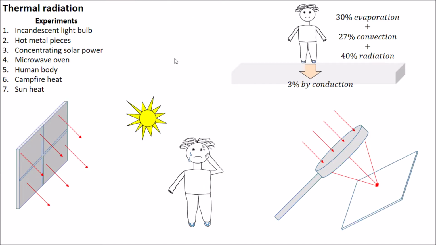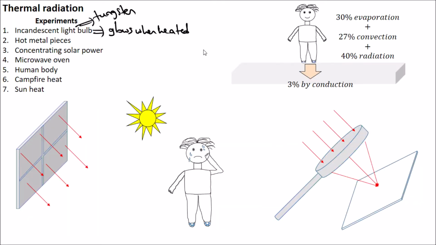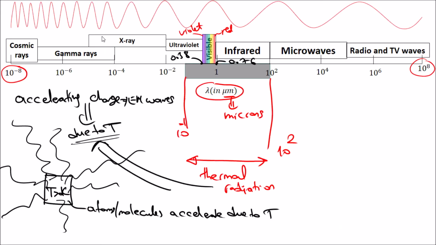So what are the examples of the thermal radiation? You have the example of the incandescent light bulb. This light bulb glows when heated. If you heat the light bulb material, which is the tungsten, after some point it starts to glow, and since it glows, some part of it is in our visible range, and therefore we can see the light.